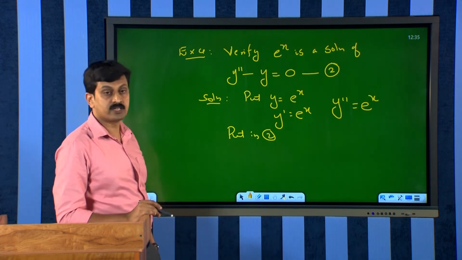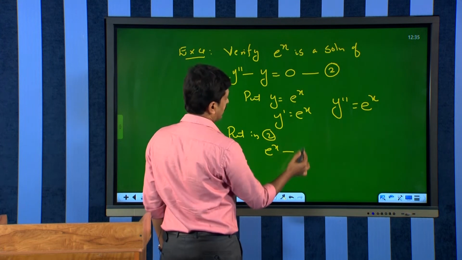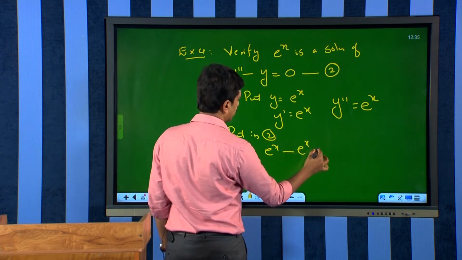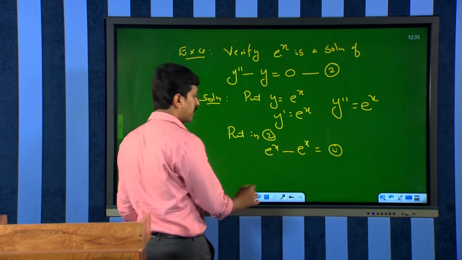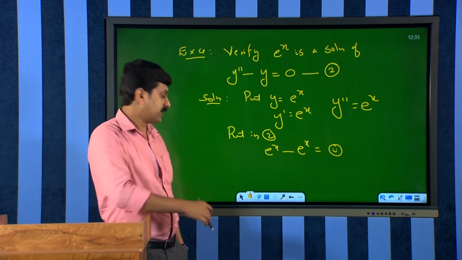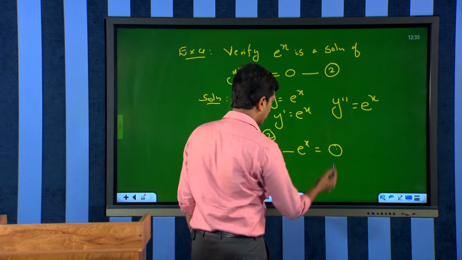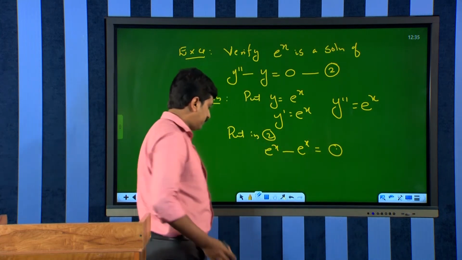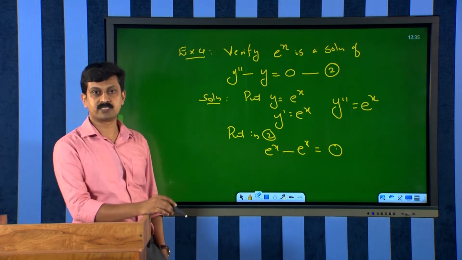So, y double dash minus y is e raised to x minus e raised to x, which is equal to 0. So, that keeps the identity as 0. Fine, okay. Now, what about e raised to minus x?